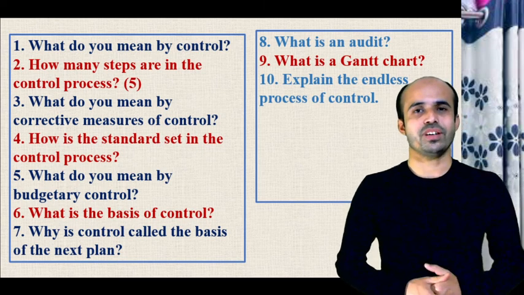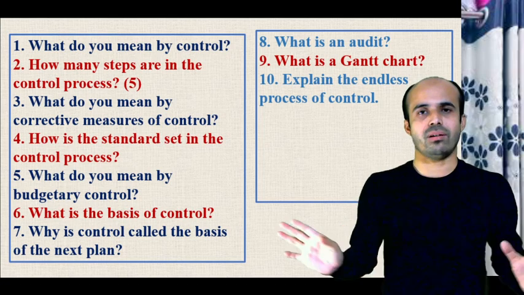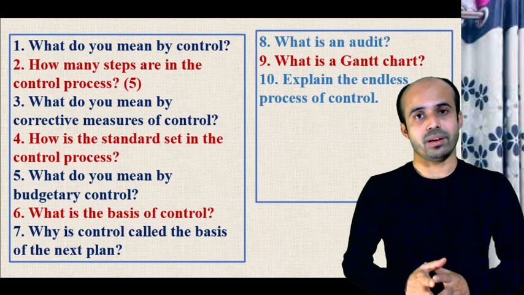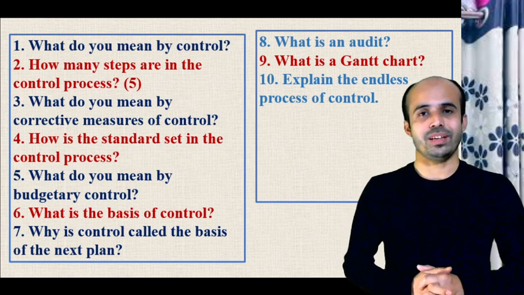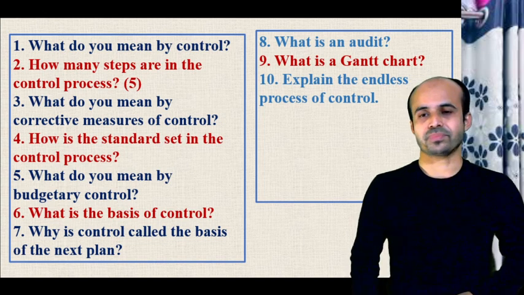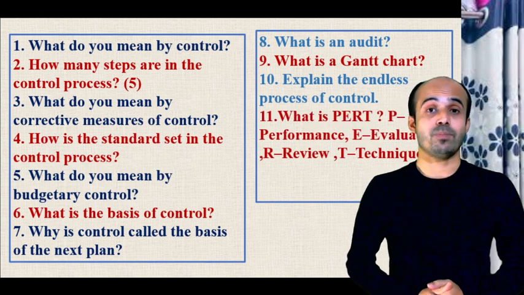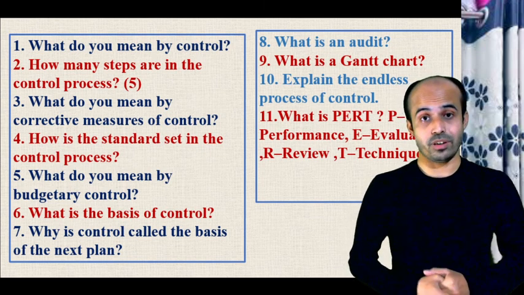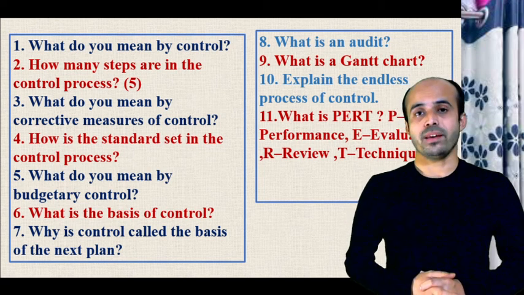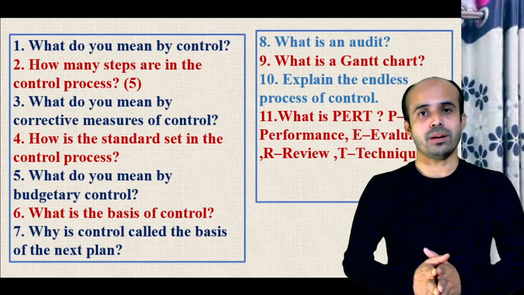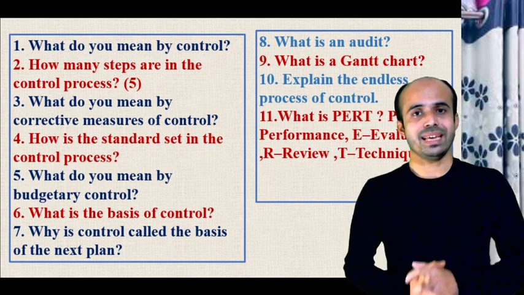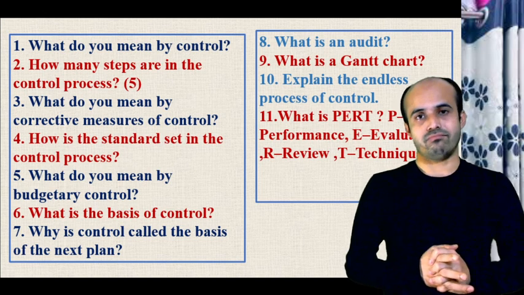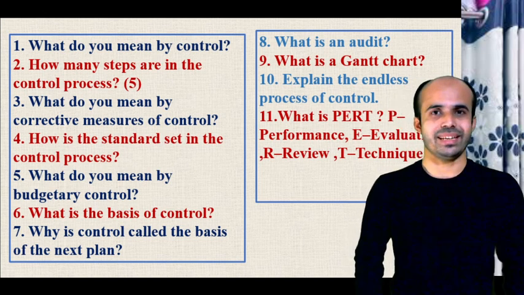So controlling is a continuous process, and to maintain the organization's work very effectively, it is essential to make sure controlling is in process. Now coming to the next question, what is PART? PART is a method of controlling, and it is a tool of controlling. So what is the full form of PART? PART is P for performance, E for evaluation, R for review, and T for technique.